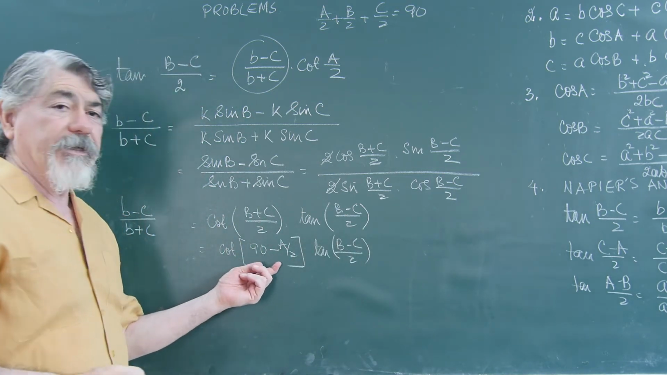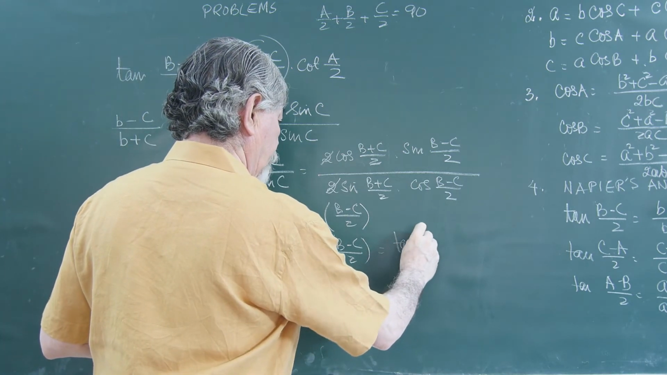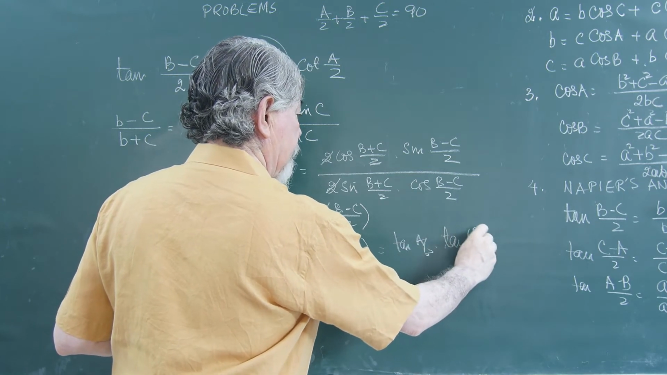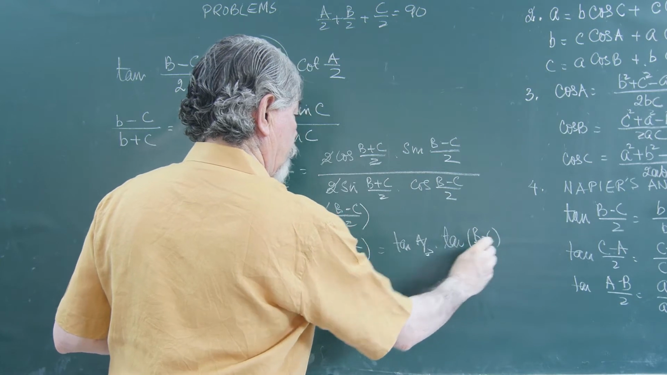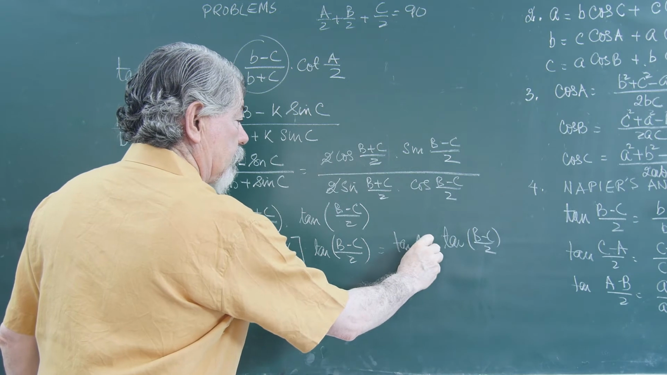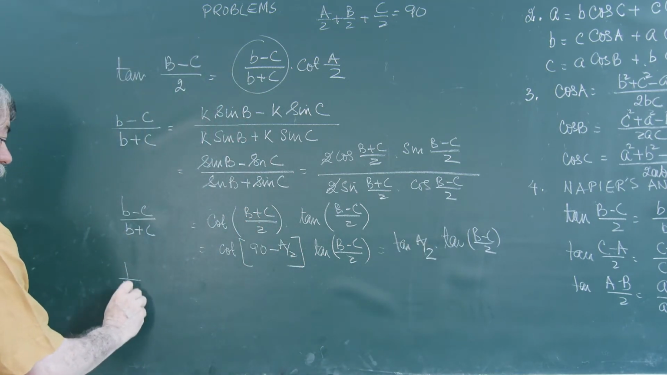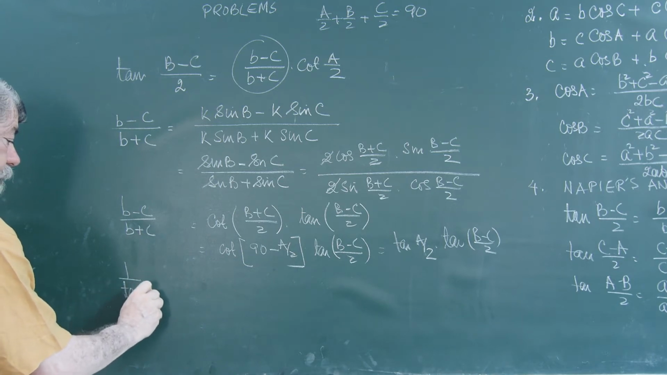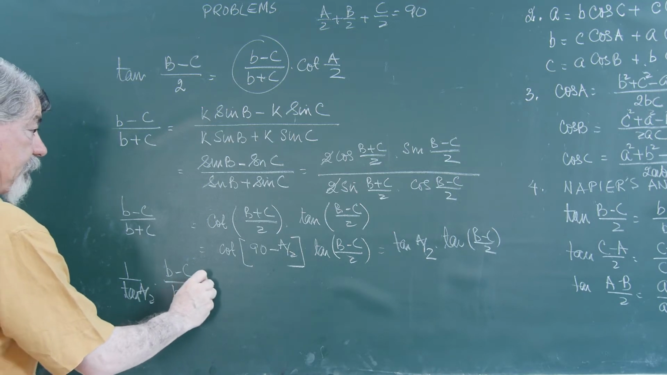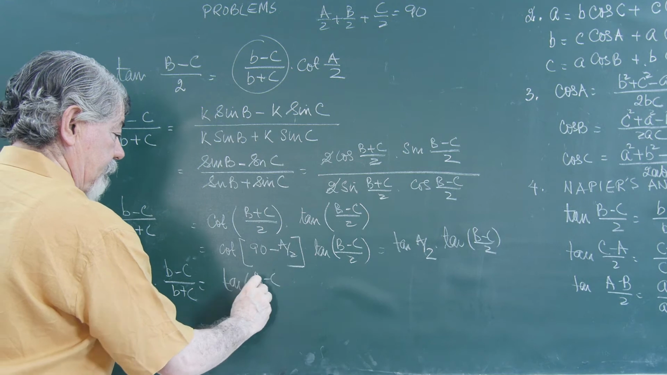Now cot(90 minus theta) will be tan theta. So cot((90 minus A/2)) will be tan(A/2), and it will be tan((B minus C)/2). Now this tan(A/2) can be brought to this side. It will become 1 upon tan(A/2) times (B minus C) upon (B plus C) is equal to tan((B minus C)/2).